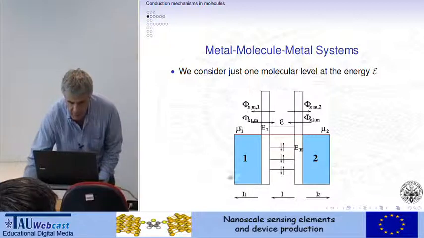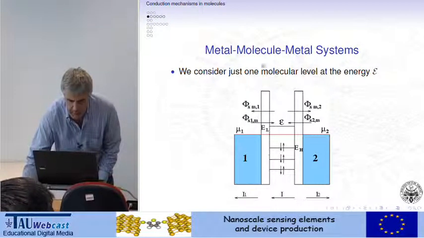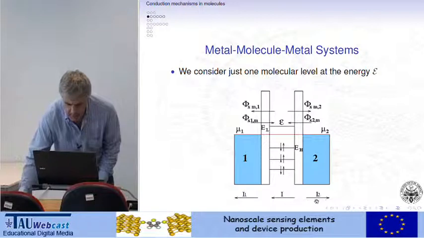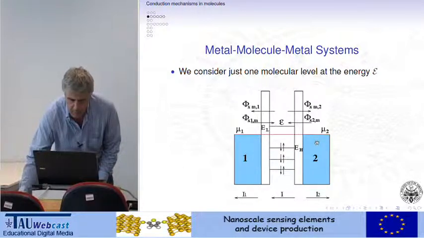So we have the current I1. This current describes the total current flowing between the molecule and the electrode 1 at this interface. And I2 is described again as the total current flowing through the interface from the molecule to electrode 2.